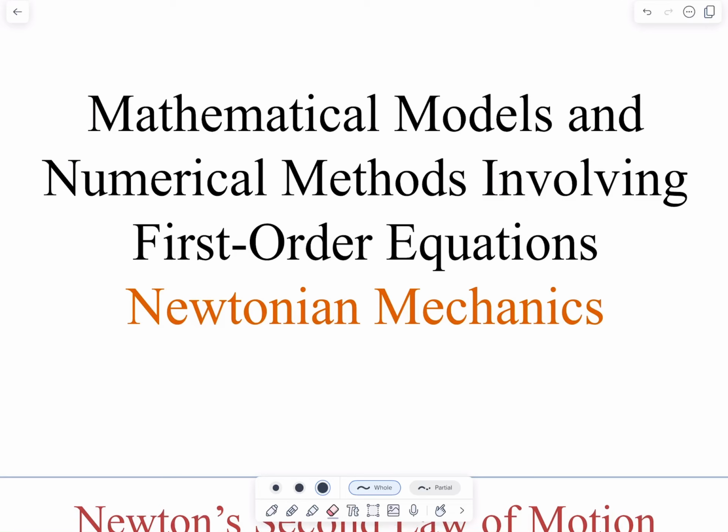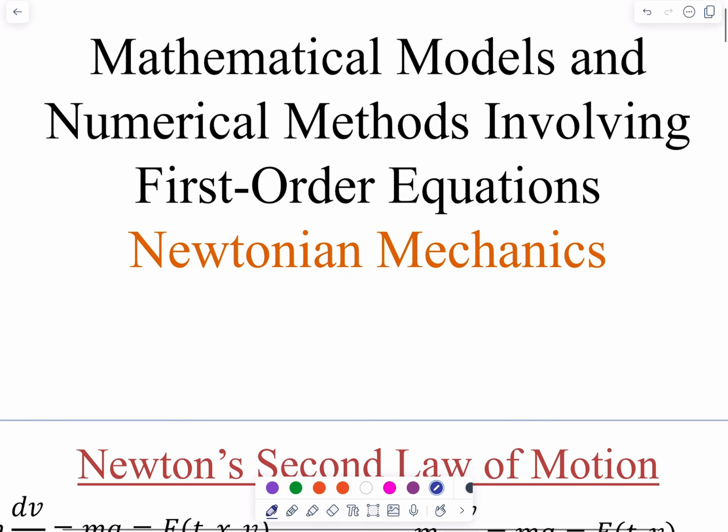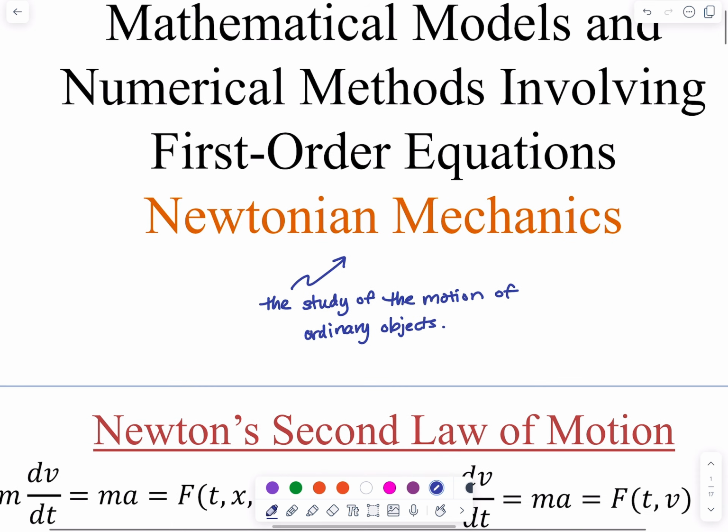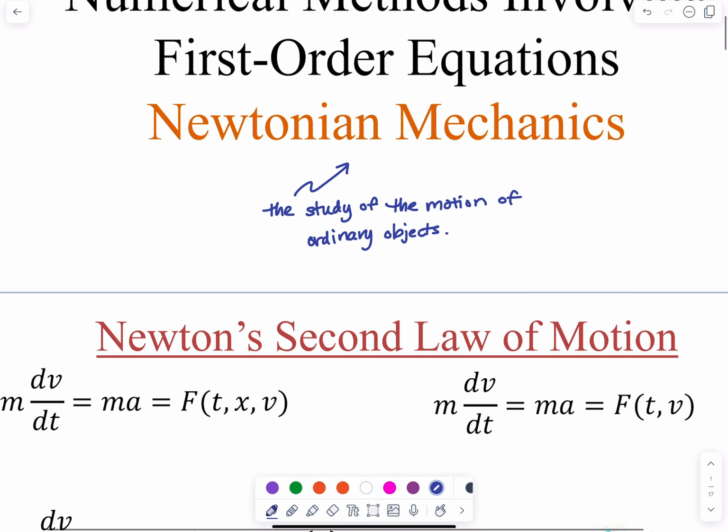This is mathematical models and numerical methods involving first-order equations, and we will be talking about Newtonian mechanics. Newtonian mechanics is the study of the motion of ordinary objects. So nothing too small like atoms, nothing moving too fast like the speed of light.